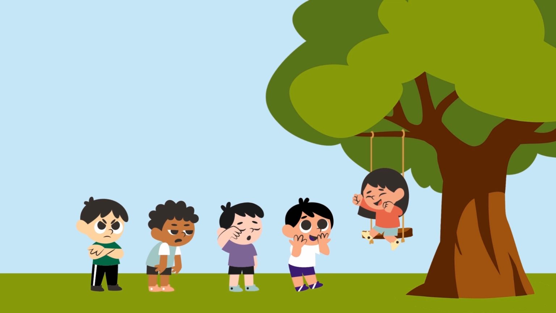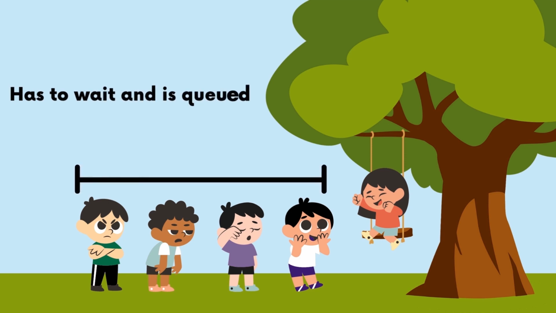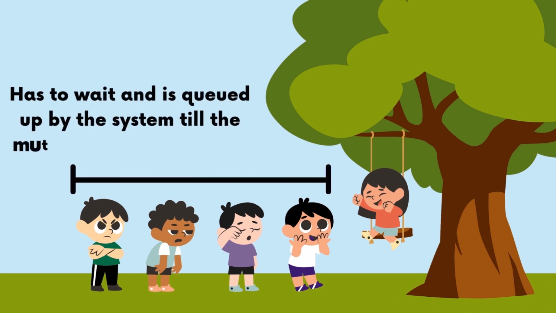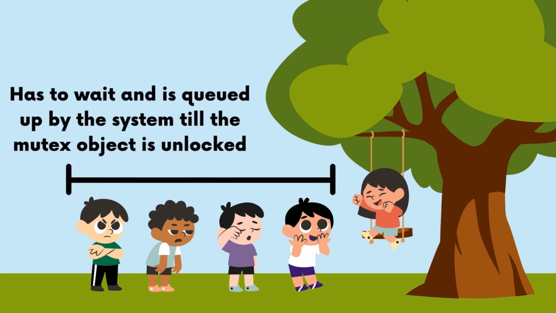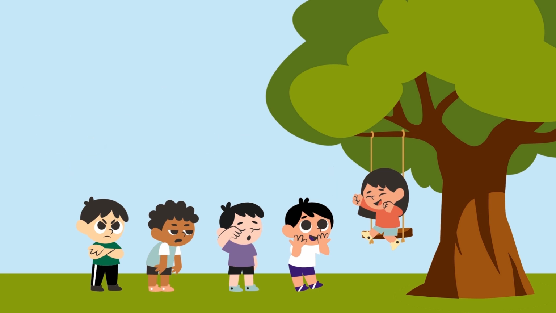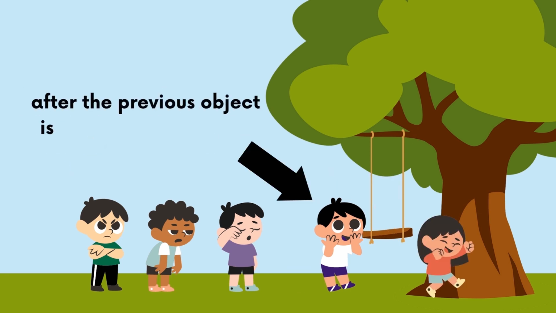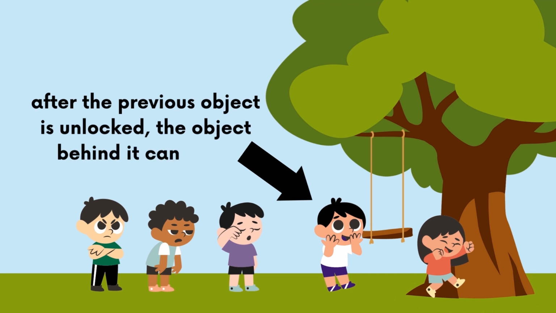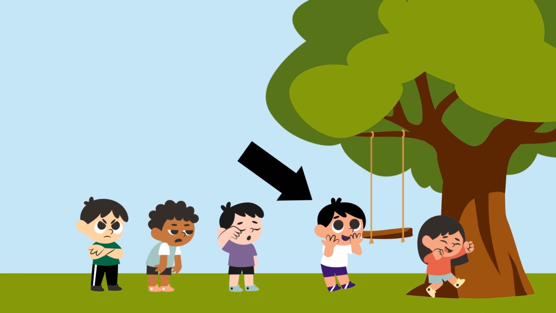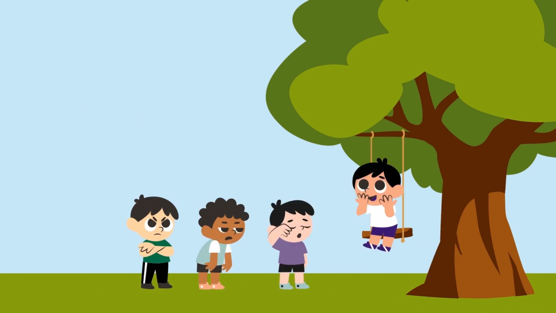This is a suitable analogy to demonstrate the mutex lock method. The kids represent the threads, and they have to wait and are queued up by the system till the mutex object is unlocked. After the previous object is unlocked, the object behind it can enter. This process repeats on and on.